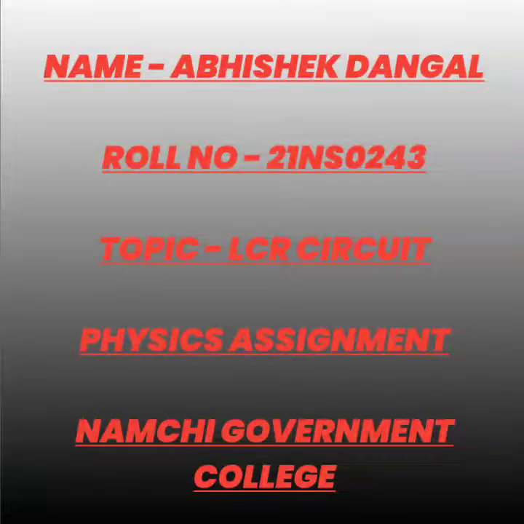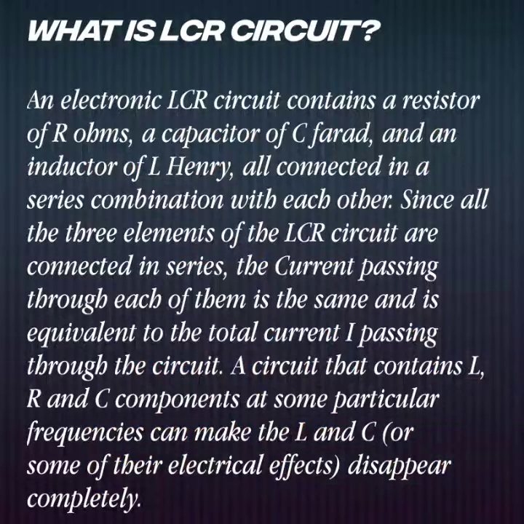Firstly, discussing what an LCR circuit is. Any electronic LCR circuit contains a resistor of R ohms, a capacitor of C farad, and an inductor of L Henry, all connected in a series combination with each other. Since all three elements are connected in series, the current passing through each of them is the same and is equivalent to the total current I passing through the circuit.